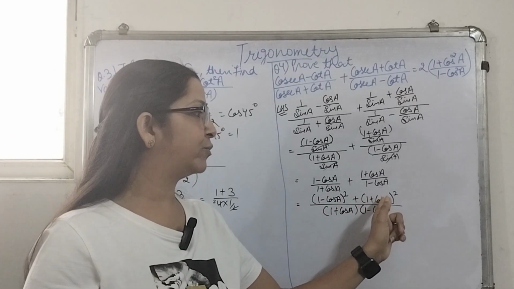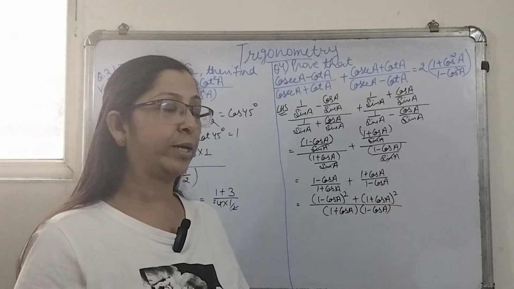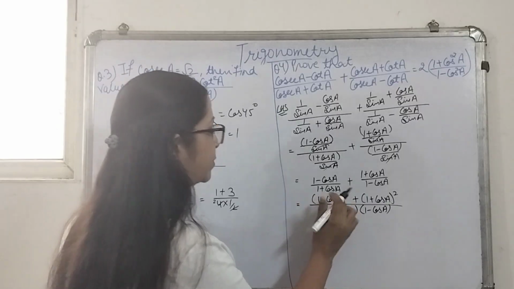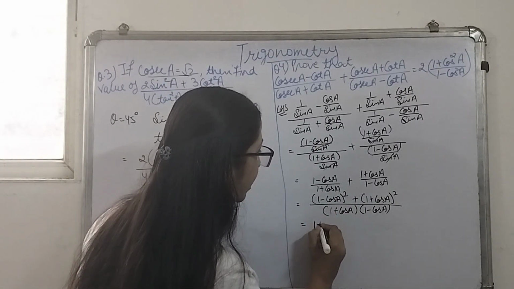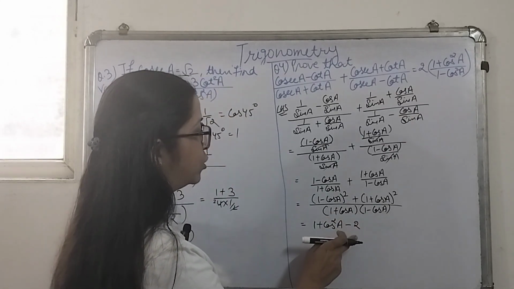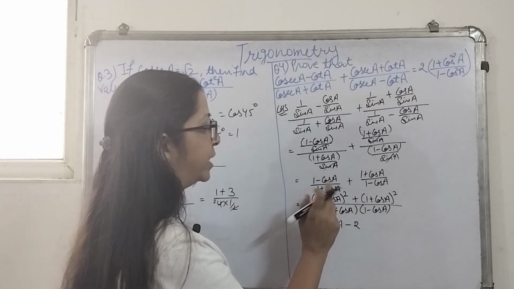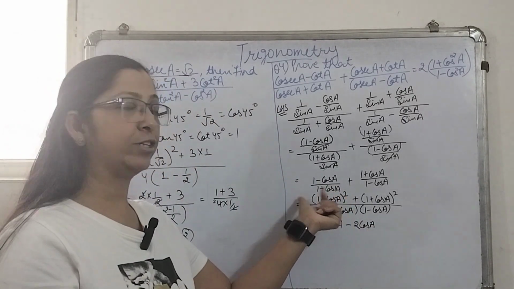And this expansion will be (A plus B) whole square is A square plus 2AB plus B square. So here we will be expanding by the identity formula. So A square plus B square minus 2AB, where A is 1 and B is cos A. So 2 times cos A. This is the expansion of your first bracket.